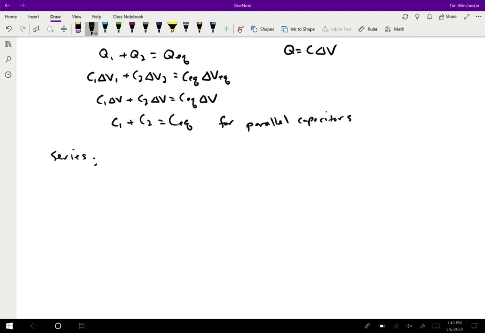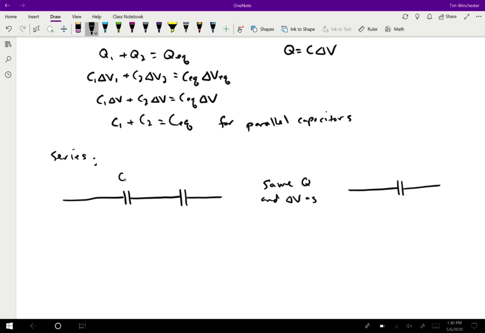To remind you what that looks like, here's a capacitor, another capacitor, and I want that to have the same Q and delta V as one equivalent capacitor. All right, so again, C1, C2, C equivalent. And there's no reason to think that the relationship should be the same if they're in series, because we have a totally different picture that I've drawn.